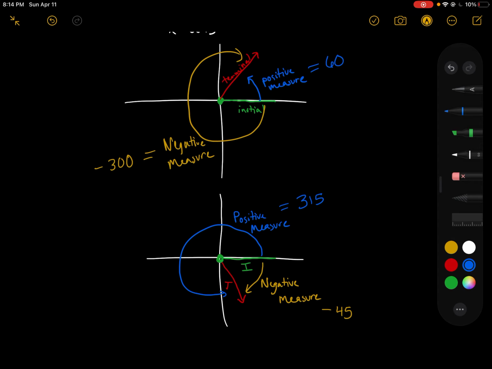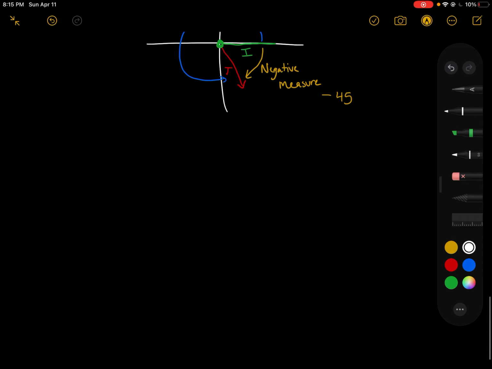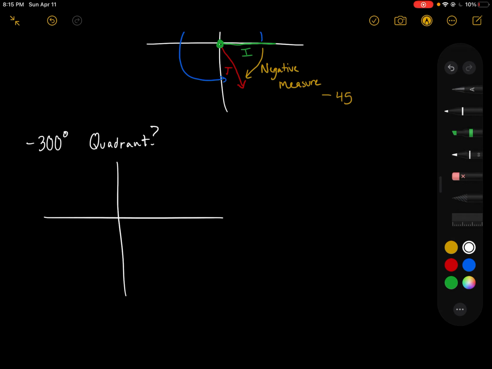So two different ways of saying the same thing, but the important thing to note is that we always start off on the x-axis. Positive means we go counterclockwise, and negative means we go like a clock, we go clockwise. So two different ways to say the same thing, but again, both of these are going to come up quite a bit. So they're going to ask you, based off of these measures, where does an angle lie? So for example, if they ask us for negative 300 is in which quadrant?